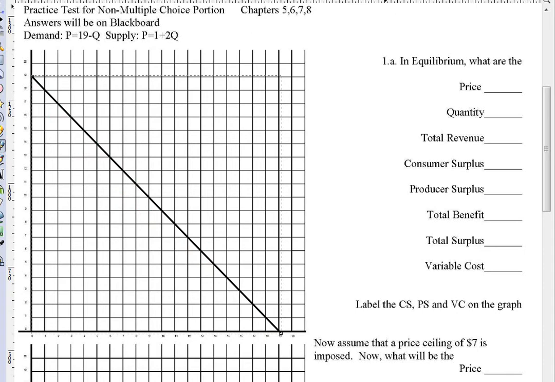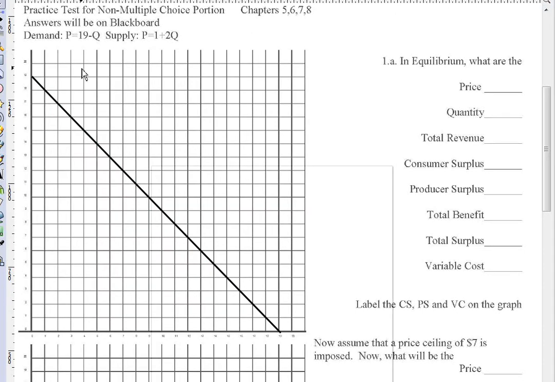Now let me adjust this picture here a little bit. Okay, so we have our demand curve. Our supply curve, P equals 1 plus 2Q, and so the y-intercept is 1, and it's got a slope of 2. So up 2 over 1, up 2 over 1, and we could keep doing that, or we could plug in some points and do it that way.